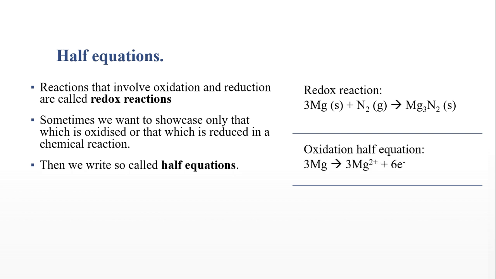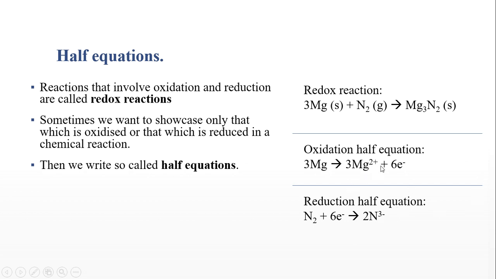If we look at the oxidation half equation, we only look at what's oxidized. In this case, magnesium was oxidized and formed magnesium ions like this. And when 3 magnesium form 3 magnesium ions, we get 6 electrons being given away or lost. For the reduction, the nitrogen needs to take up electrons to form the nitride ion, and they need to take up 6 electrons like this.